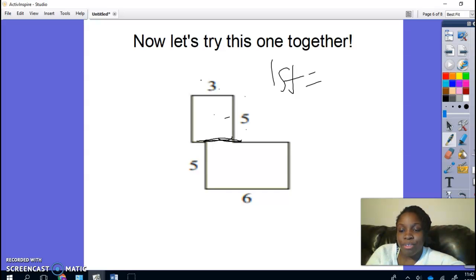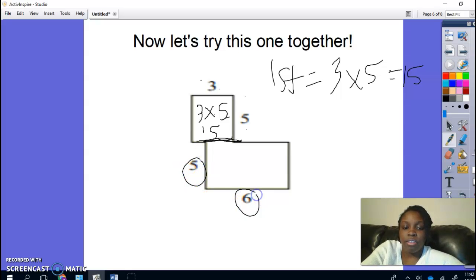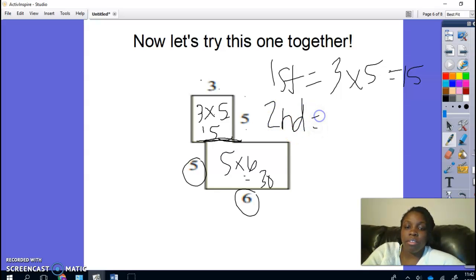All right, going back to what I was saying though. We're going to find the area of this first rectangle. So I know it's length times width. 3 times 5 is 15. So I'm going to write 3 times 5 equals 15. Boom. And then we're going to do this next rectangle, which I know my length is 5, width is 6. So 5 times 6 equals 30. Or you can say 6 times 5 equals 30. Either way, it'll be the same. So my second rectangle is 5 times 6 equals 30.